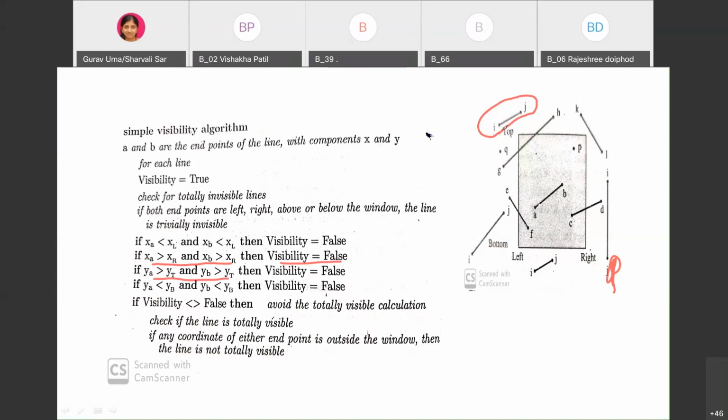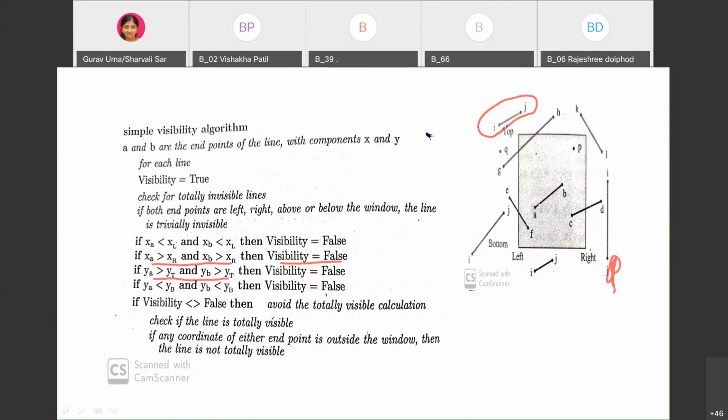That means it will be line IJ. So the IJ line is outside the window. It is not inside the window, so we have to clip that line. So the visibility will be false. If the line is completely inside, then visibility will be true. If the line is completely outside, then visibility will be false.